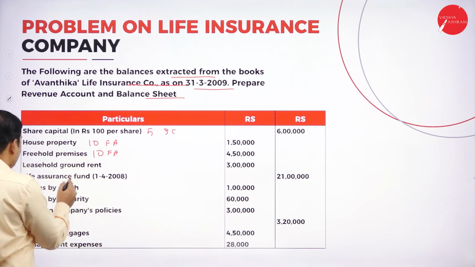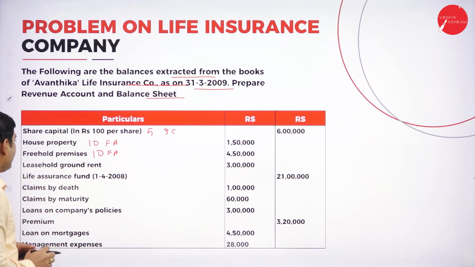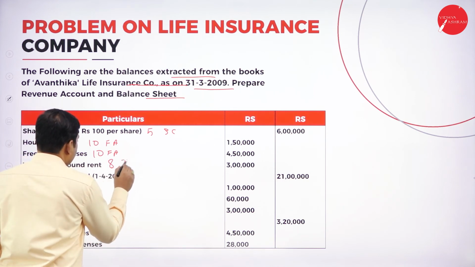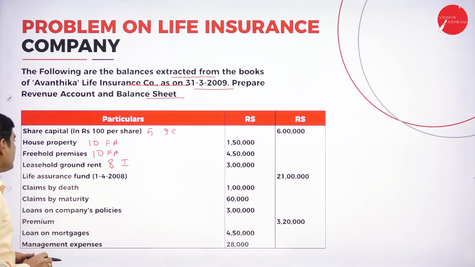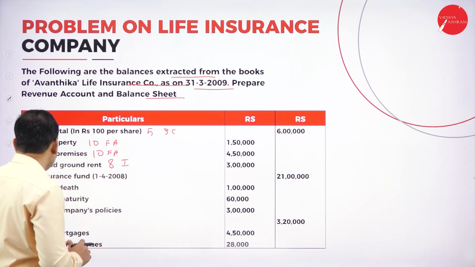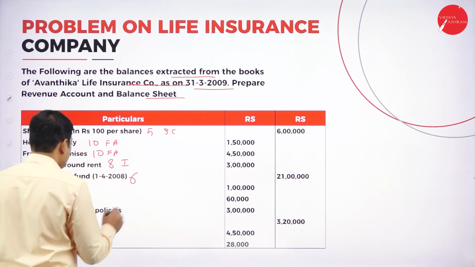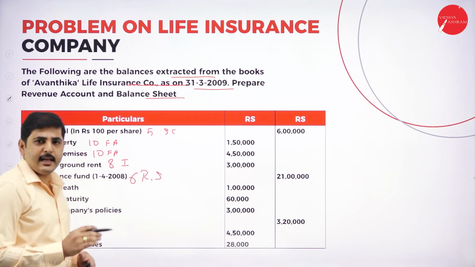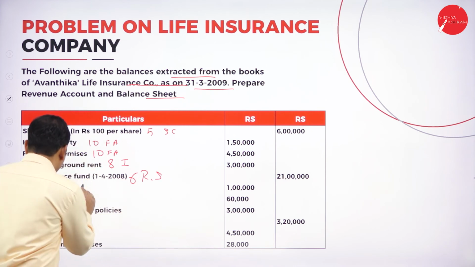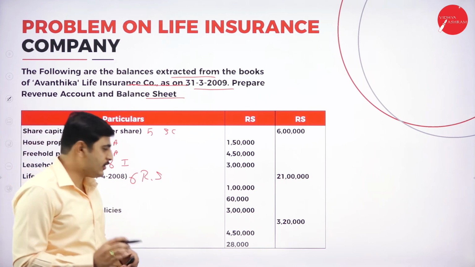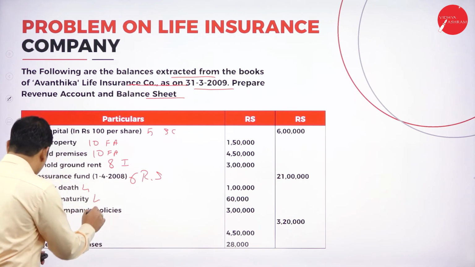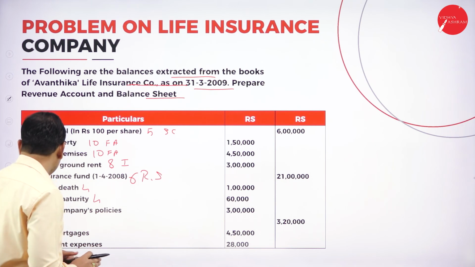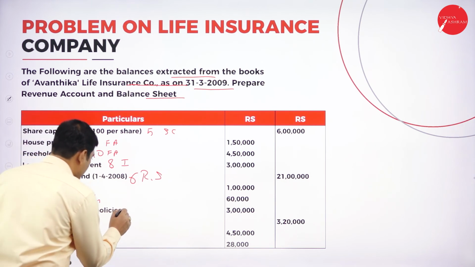Next one, freehold, leasehold, ground rent. Leasehold ground rent, schedule number 8, investment. Next one, life insurance fund. It is reserves and surplus, schedule number 6. Next one, claims by death. It is benefits paid, schedule number 4. Claims by maturity, it is also benefits paid, schedule number 4. Loans on company's policies, schedule number 9.